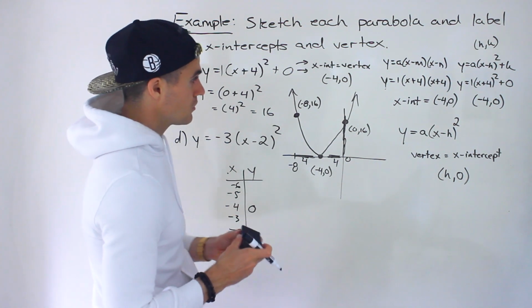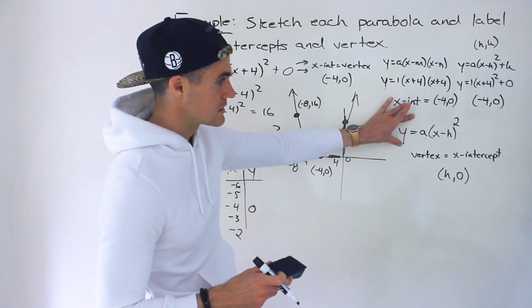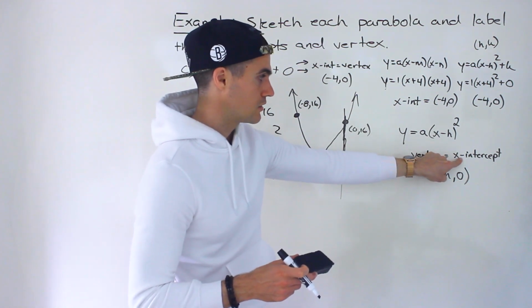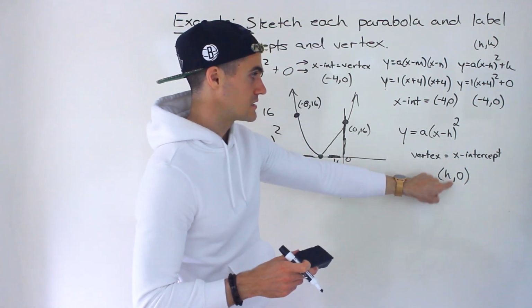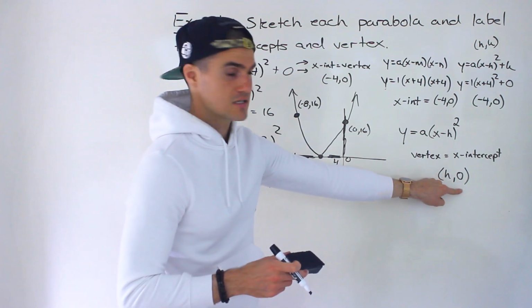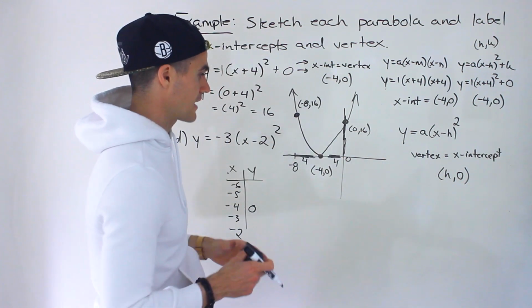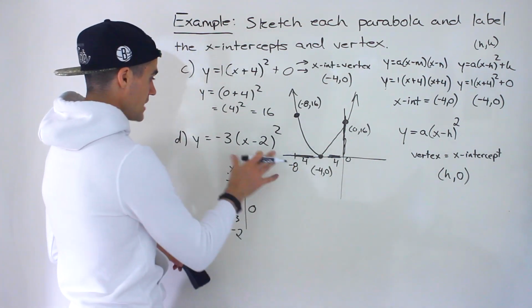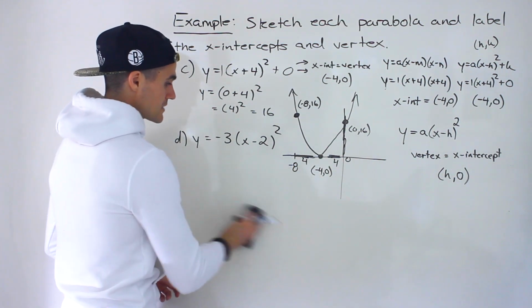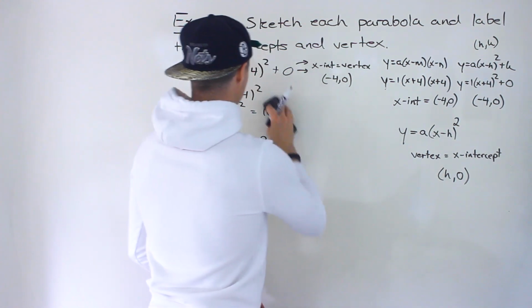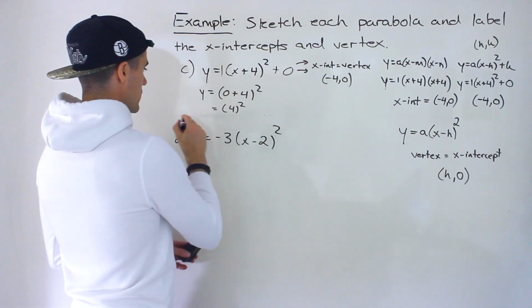But just in general, something like this, in this format, the vertex and the x-intercept are the same, and it's just going to be h and 0. The vertex is going to be on the x-axis. Sometimes it could be opening down, so notice in part D, that's what's going to happen. So let's erase all of this. Let's work with part D.